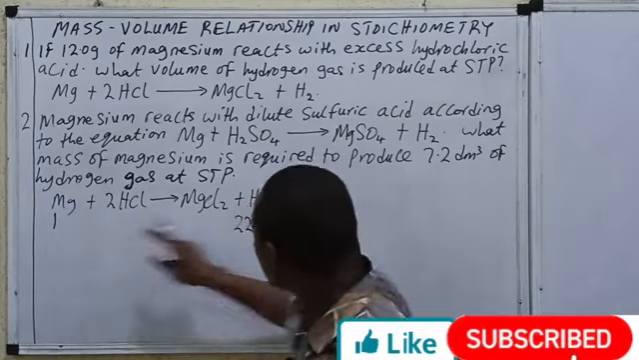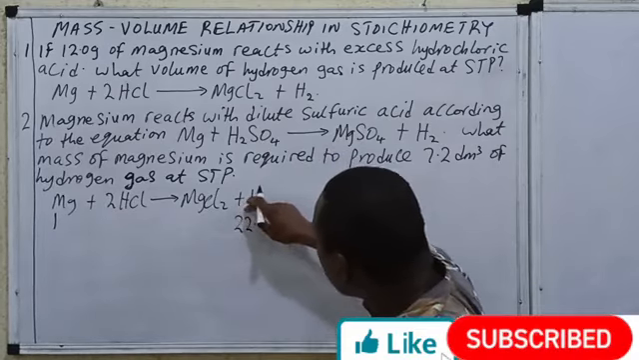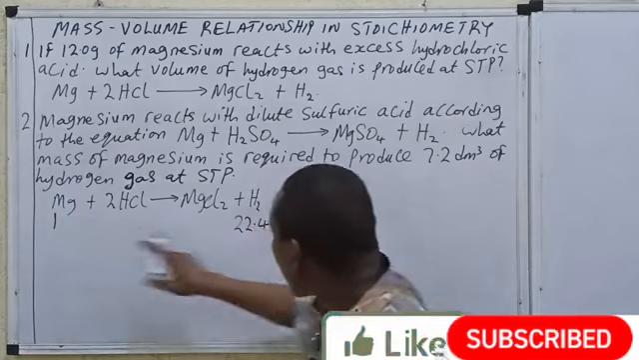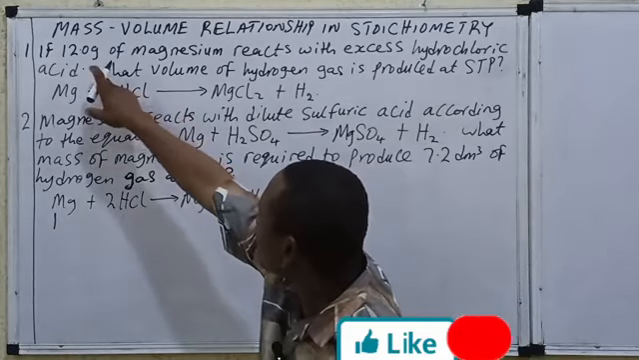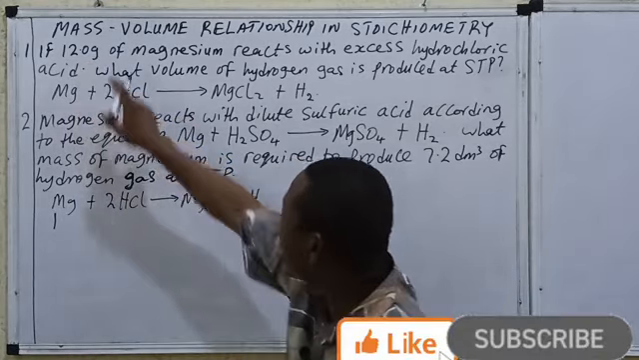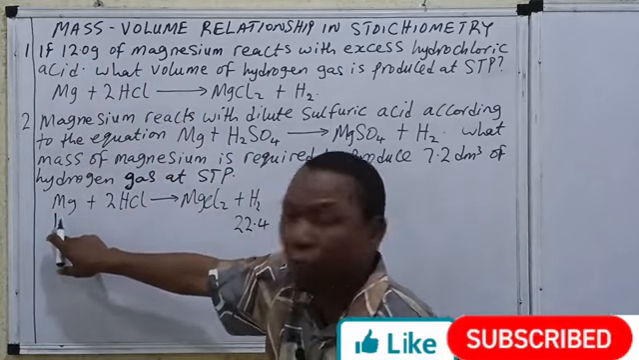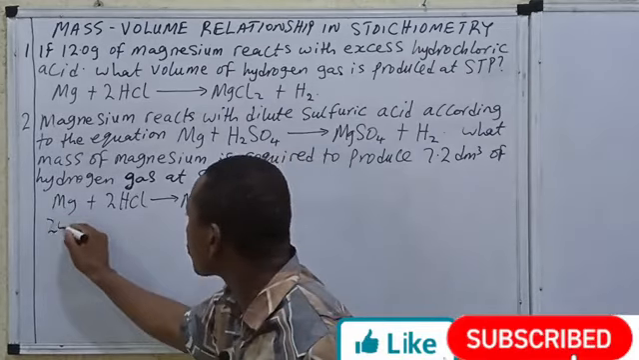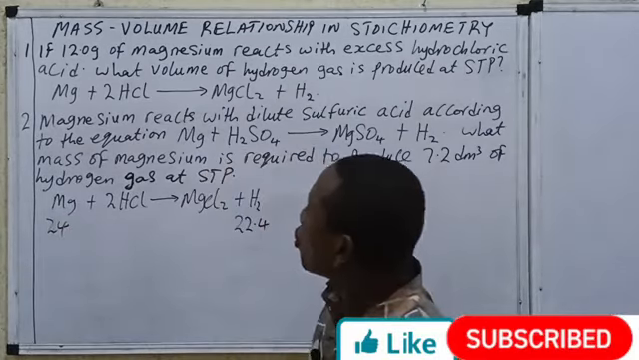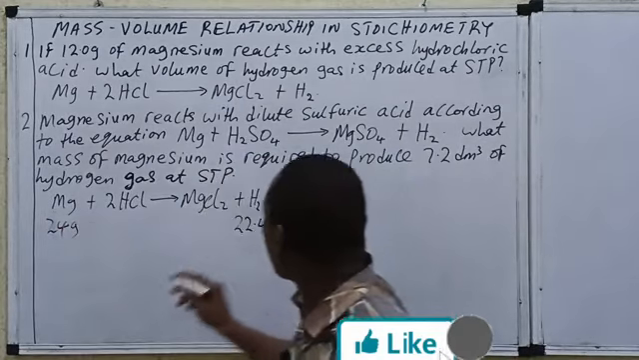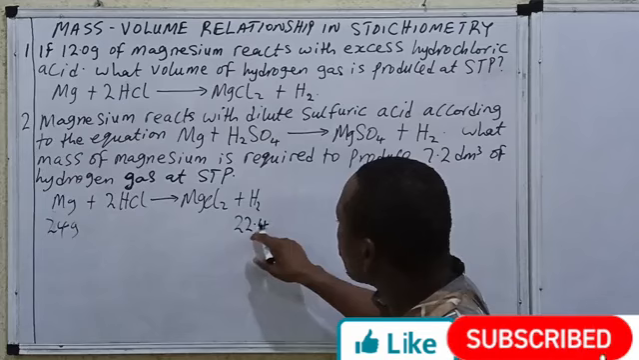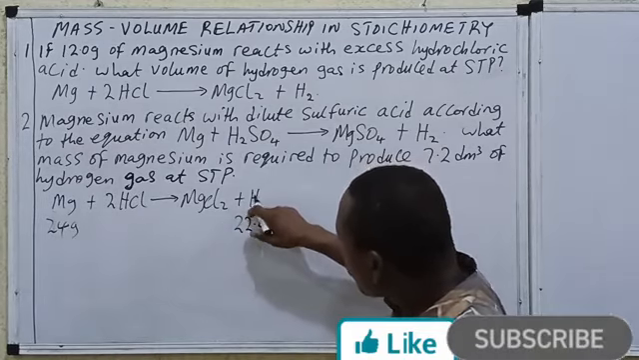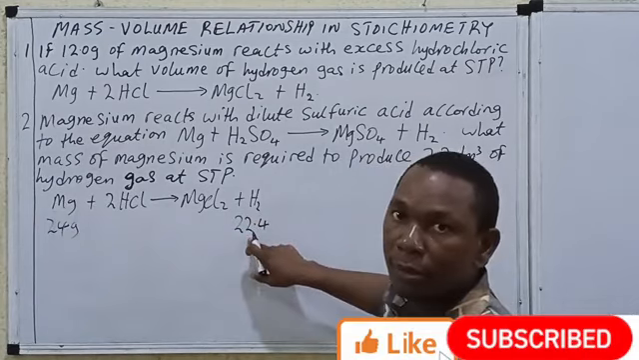Since 1 mole of this gives 1 mole of this, and 1 mole of this can occupy this volume, we want to relate mole and volume. In this case, we are actually relating mass. What is the mass of 1 mole of this? The molar mass of this is 24. So 24 gram occupies 22.4 dm³, because 1 mole of this gives 1 mole of this, and 1 mole of this occupies this volume.